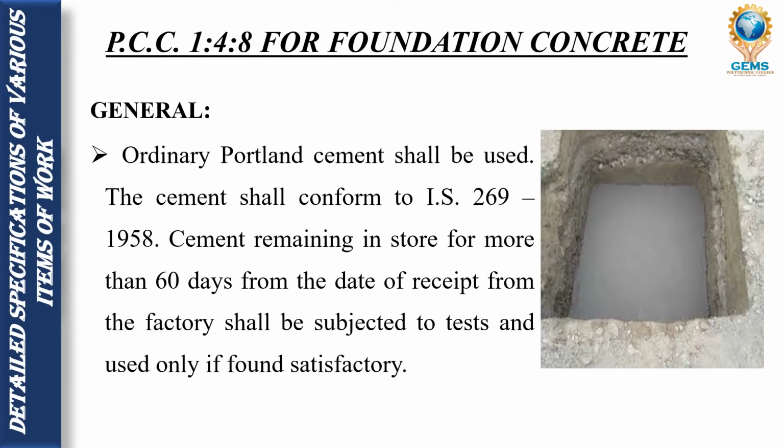So the first one, PCC for foundation concrete. PCC means plain cement concrete, right? So PCC 1 is to 4 is to 8. What are the things we are going to use for PCC? Cement, fine aggregate and coarse aggregate. So 1 for cement, ratio 4 for fine aggregate, then 8 for coarse aggregate. PCC is a construction material used for a binding purpose, so for that purpose only we are using PCC.